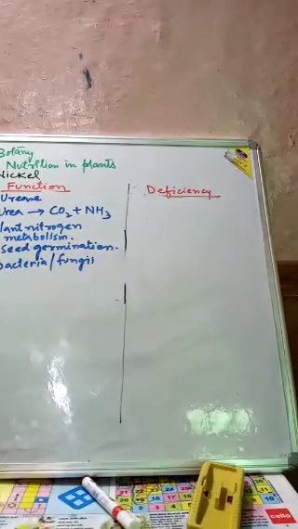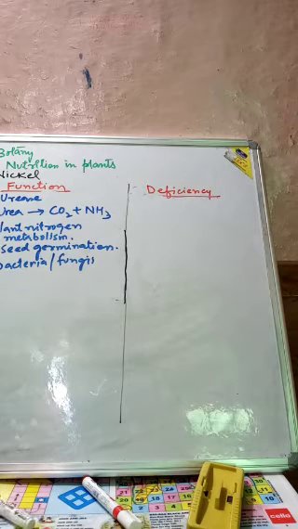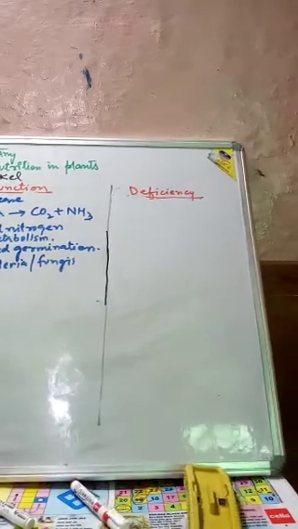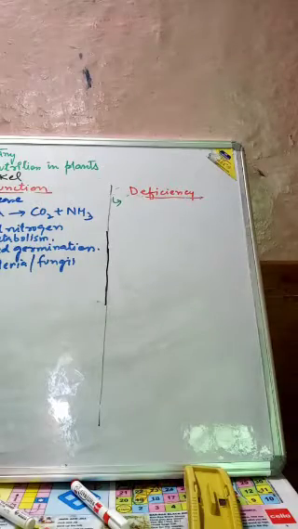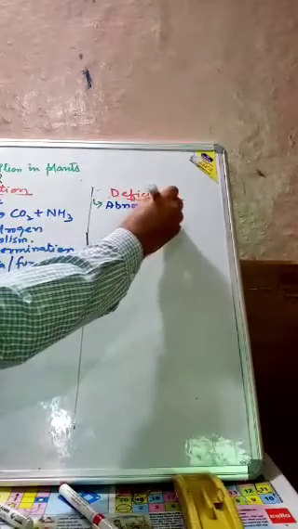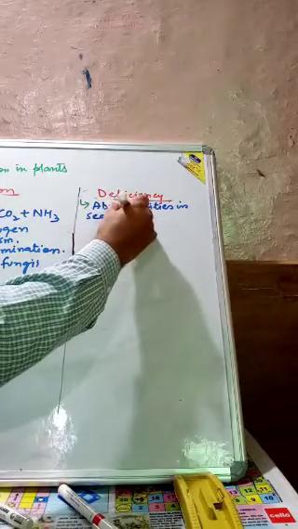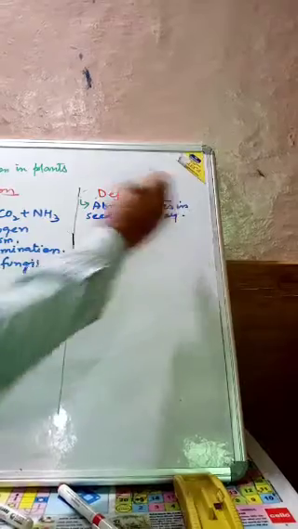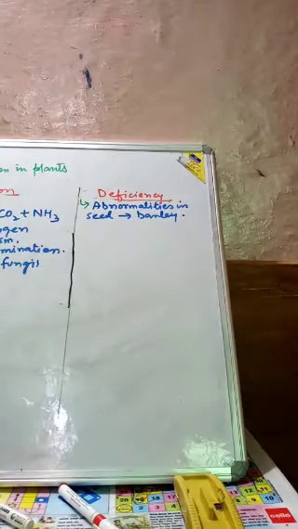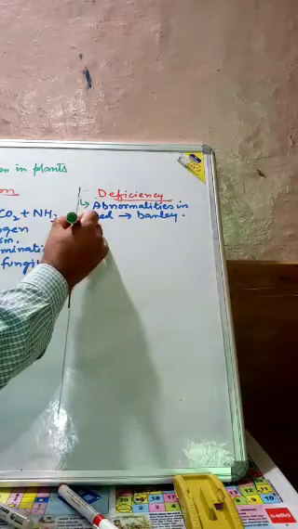Now, what are the various deficiencies of this nickel? We saw here that it plays an important role in seed germination. Now, what happens? There may be abnormalities in the seed, particularly in barley, because of the deficiency of this nickel. We saw that function here too: it plays an important role in seed germination.